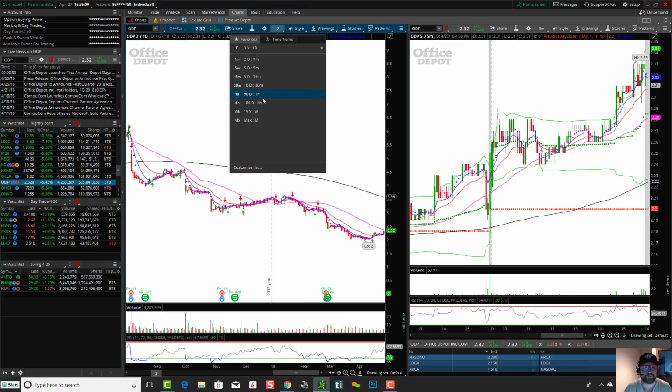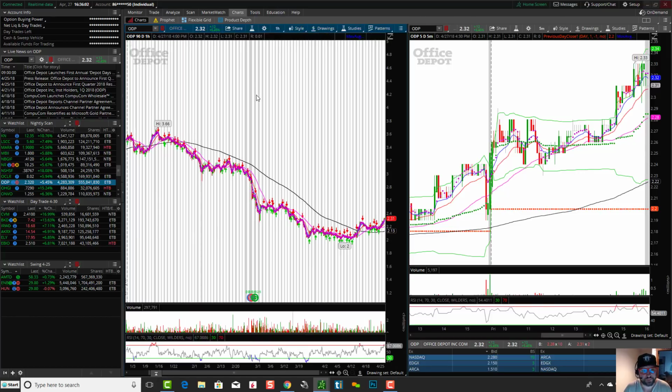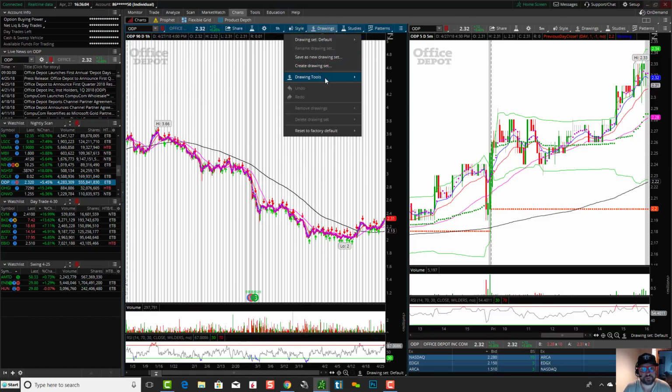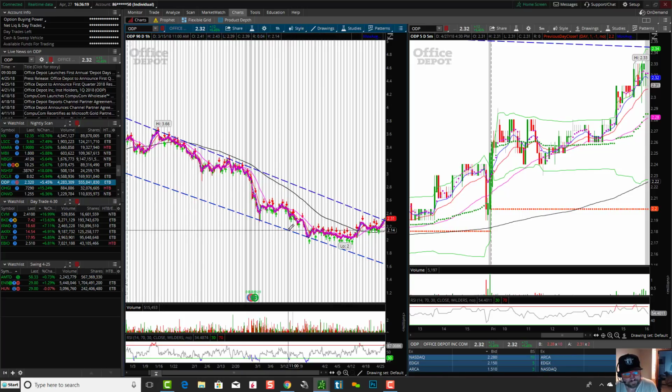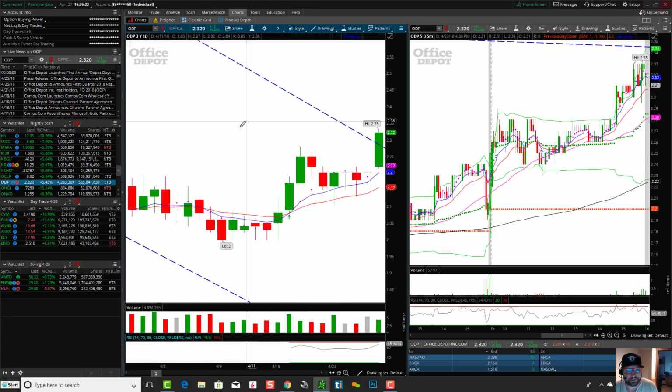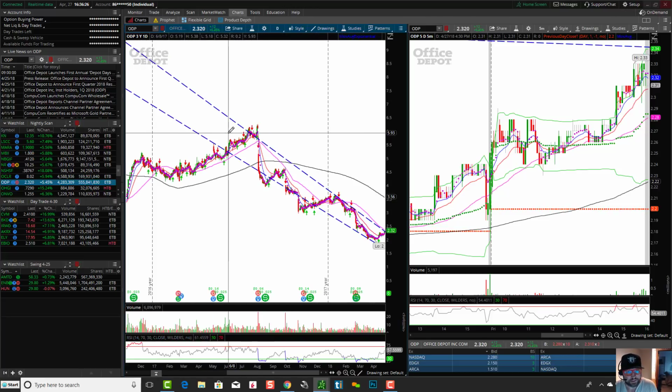This is Office Depot getting destroyed. Take a look here. Might be trying to break out of this downtrend. Might be trying to get out of that channel. Let's take a look on the daily. Kind of got this falling wedge pattern here. Might be trying to break out.